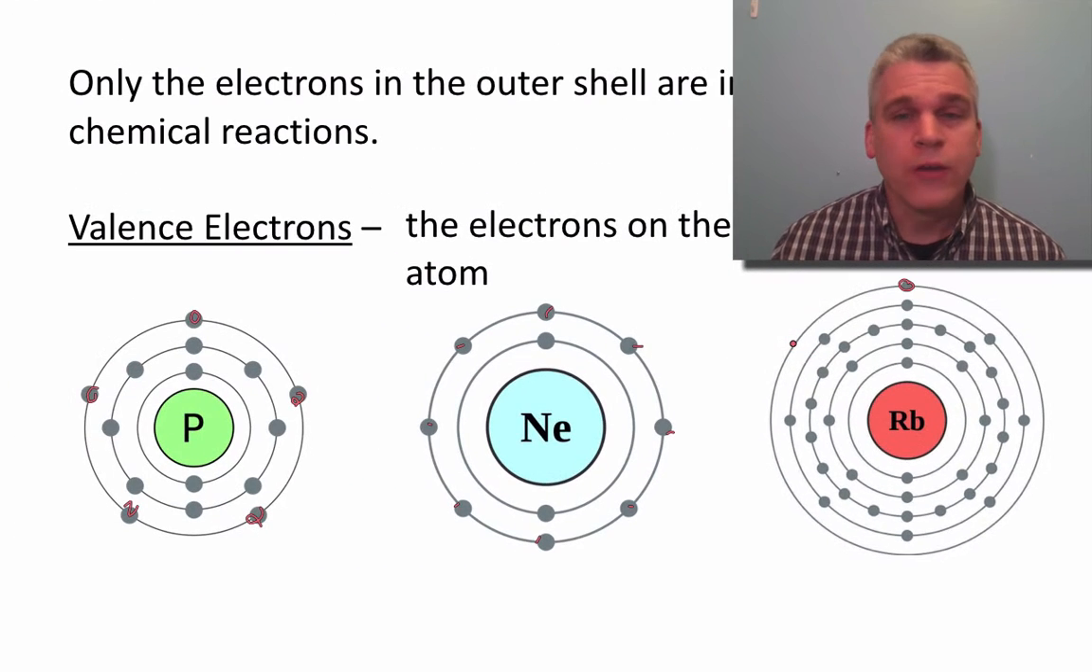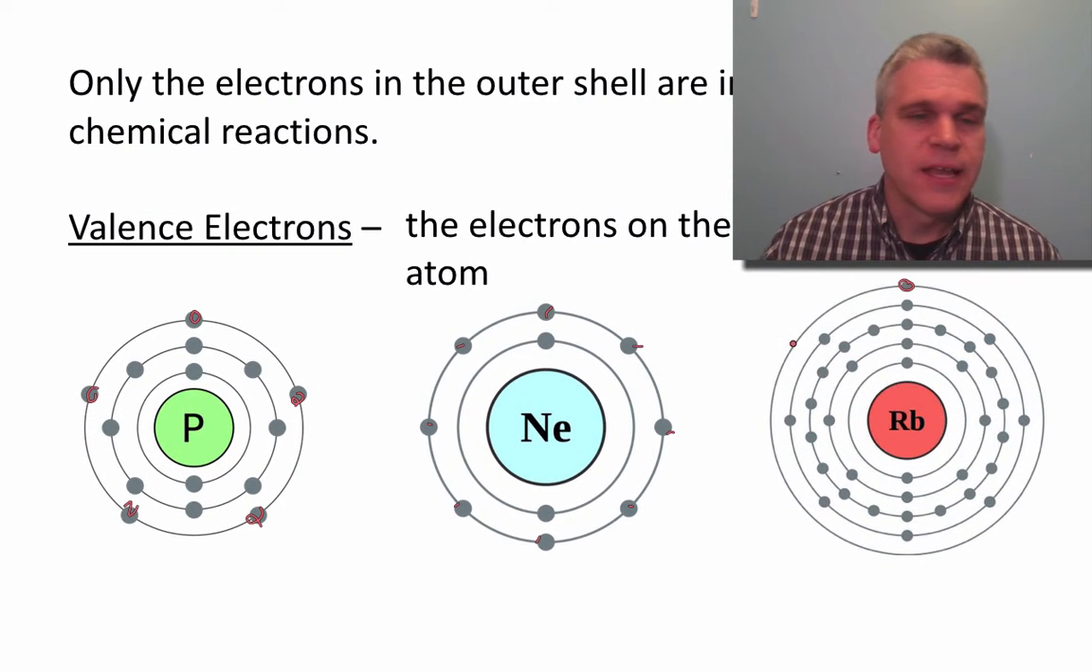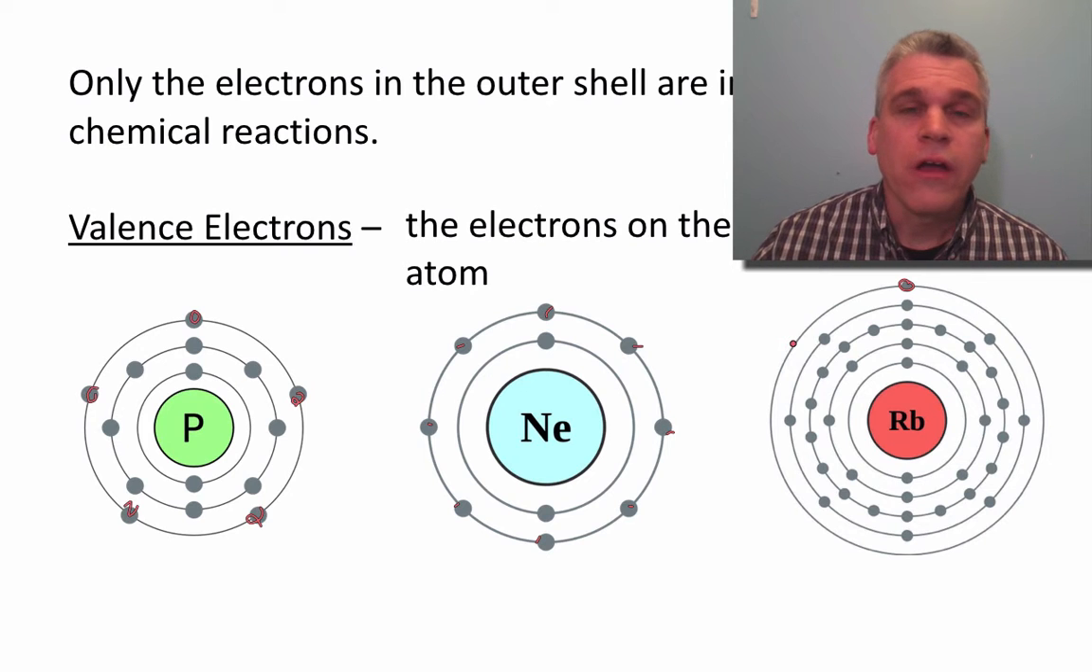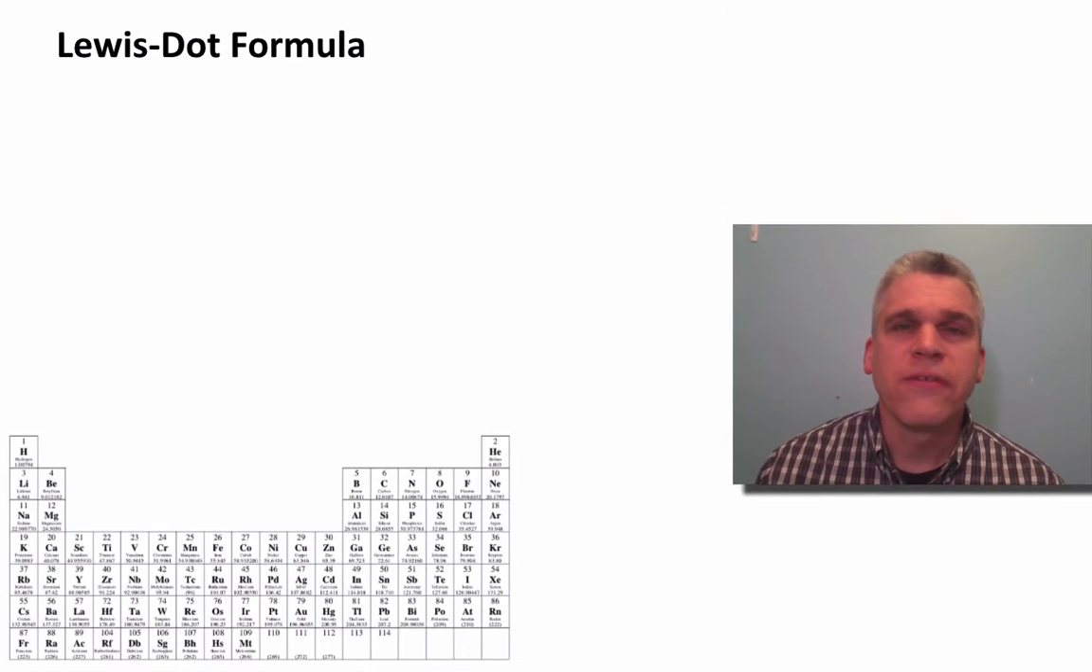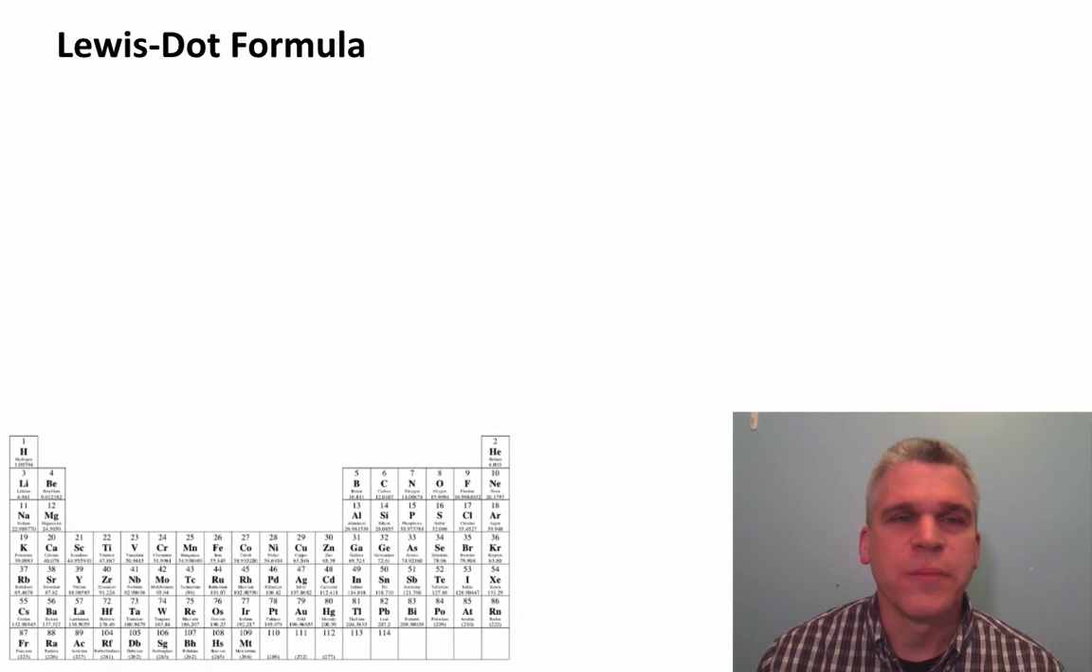So there's a shorthand way of writing this. Instead of writing out all of these electrons like we have here, we can do what's called the Lewis dot formula. So let me give you a few examples of this, and we're going to practice making some of these.